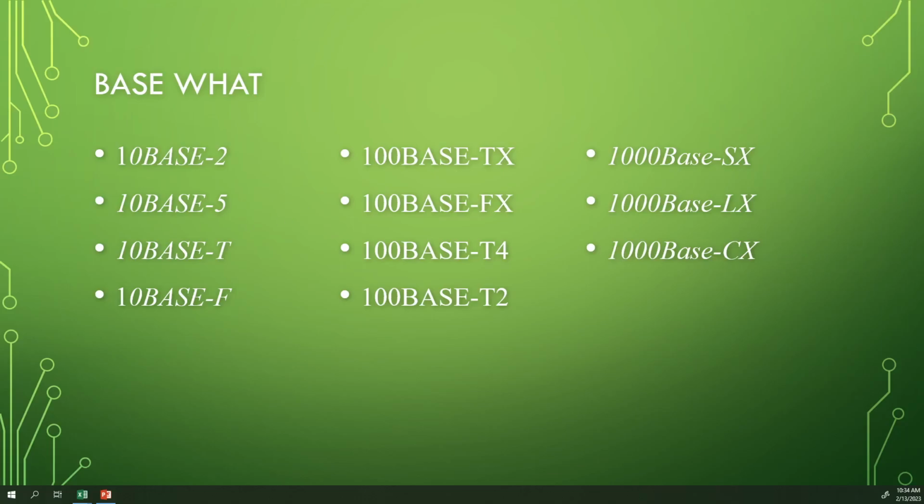We go to the wonderful world of 100 meg. Every TX is copper, FX is fiber, T4 is for Cat 3, T2 is still Cat 3, but these are never really that great. You get to 100 base X or 1,000, this is gigabit. SX is short wavelength fiber, LX is long wavelength fiber, and CX is copper. So there are just different options out there. But if you ever hear someone talk about equipment that's a 10 base, whatever, just know instantly that's a 10 megabit or 100 or 1,000 or something higher than that.